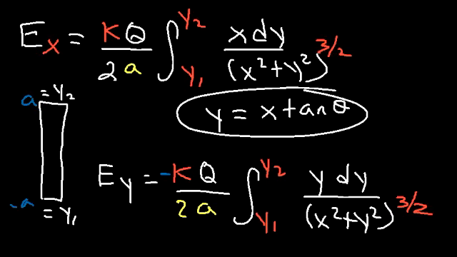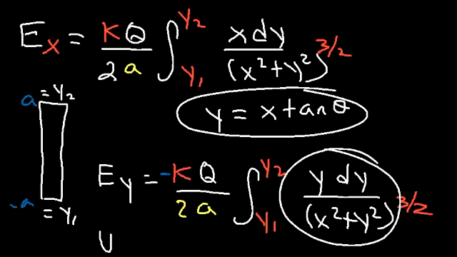And just remember, to evaluate this integral, use u-substitution. Set u equal to x squared plus y squared. Treat x as a constant and treat y as the variable. So those are the main equations that you'll need for this particular type of problem. So let's go ahead and work on some examples.